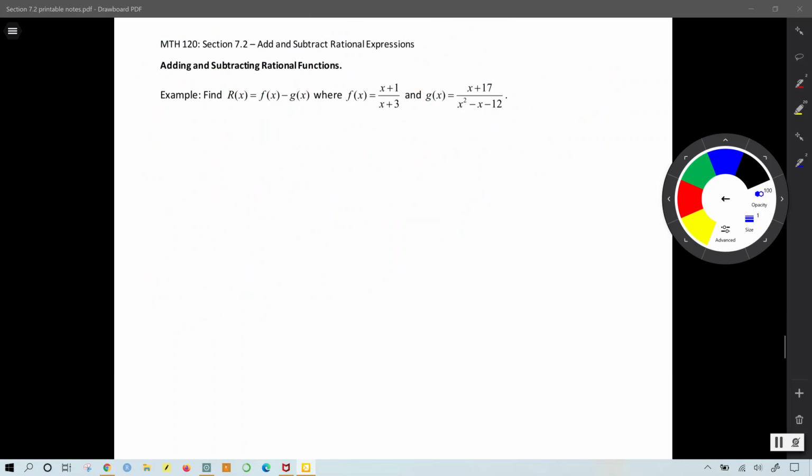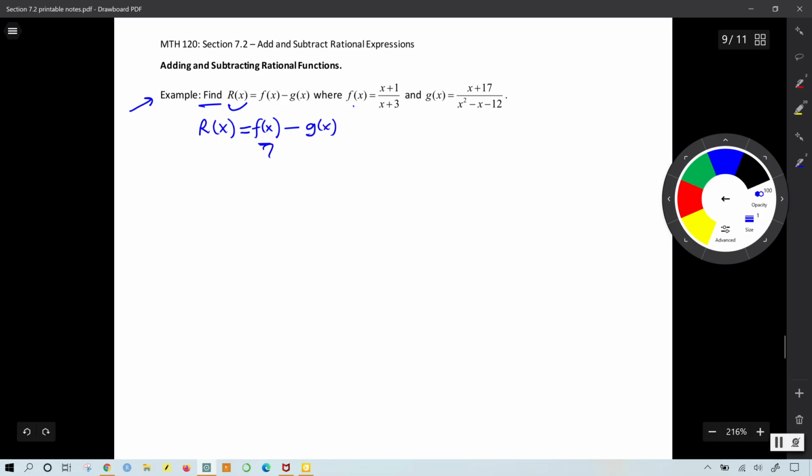So now we proceed to the next example. We have to find a new function r of x that is generated by subtracting g of x from f of x. That means we need the identity of f of x and the identity of g of x. Where do we find that?